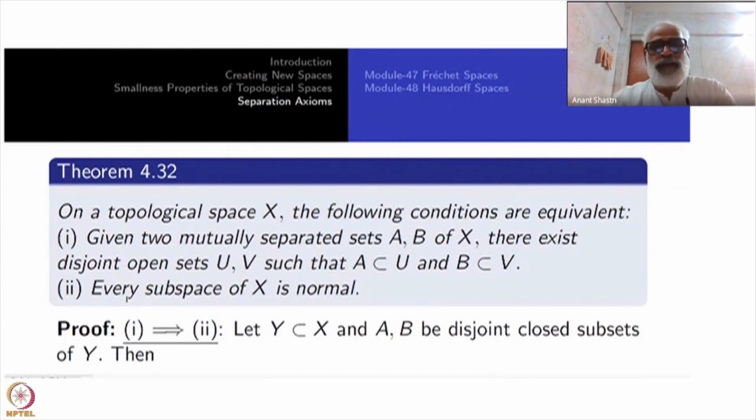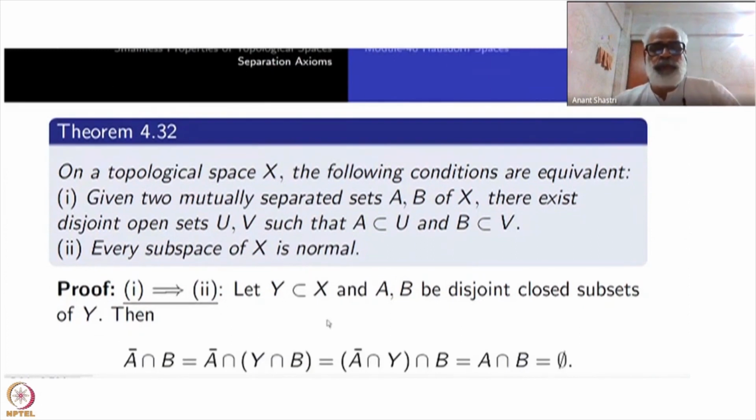X is normal is fine. That is the condition 1. Condition 1 implies normality. But more, condition 1 is obviously stronger. What it says? Every subspace of X is normal. Okay, so let us prove this one. Every subspace of X is normal, then you have to show this one also. Okay, so both ways we have work to do here.